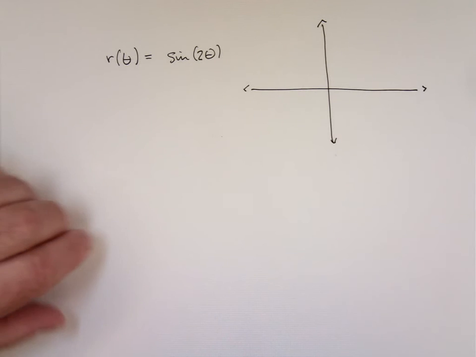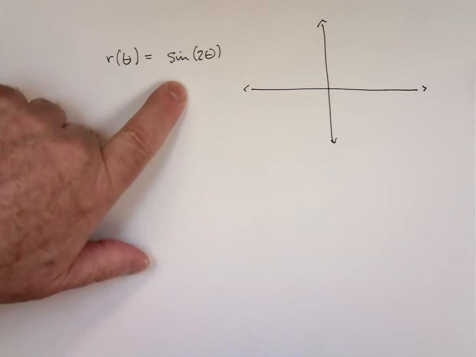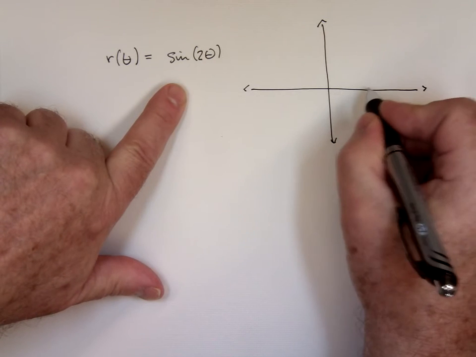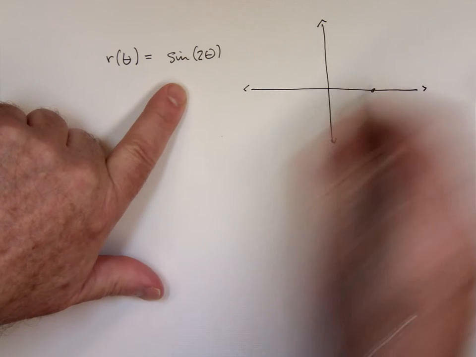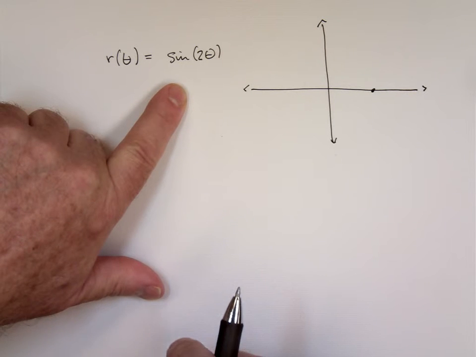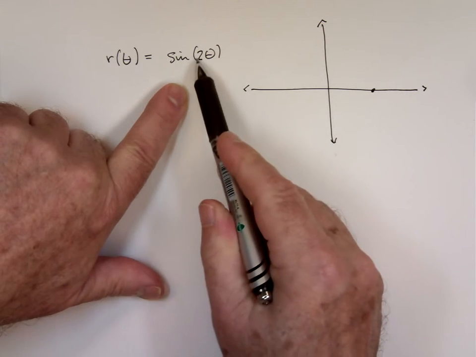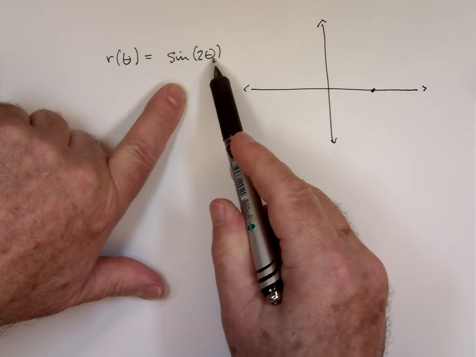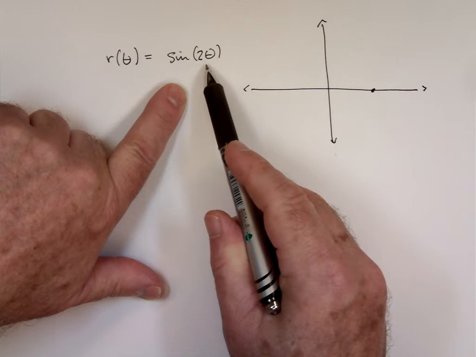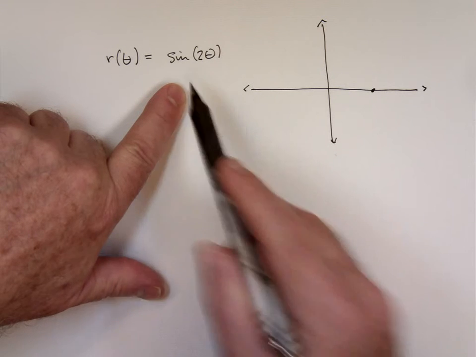Sine 2 theta is a rose of 4 petals. If you start at 0, you're going to start here at 0. And if you increase to get to pi over 4, you'll have the sine of 2 times pi over 4, pi over 2. And the sine of pi over 2 is equal to 1.